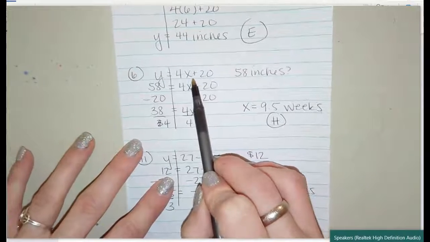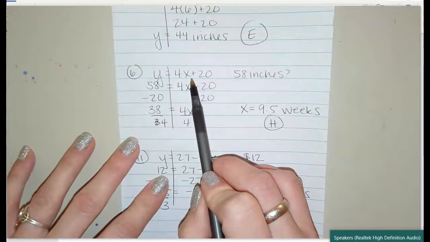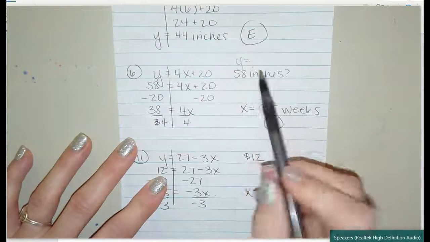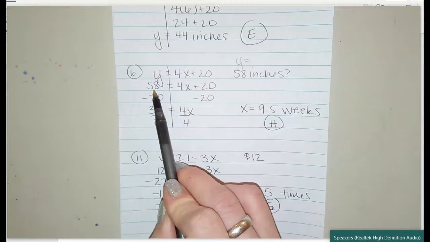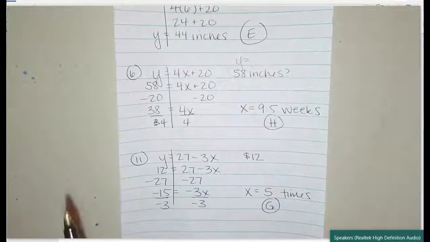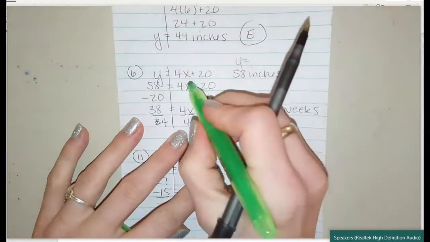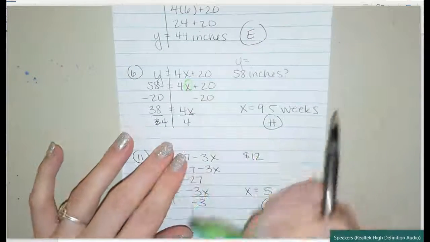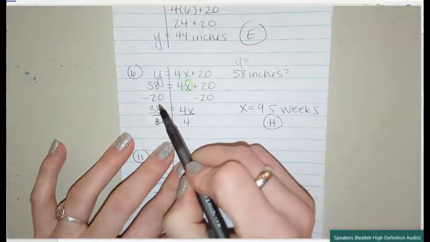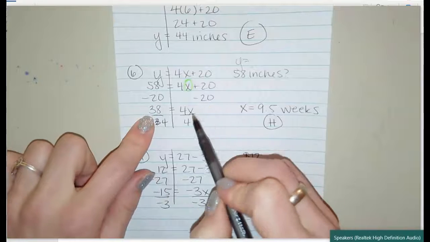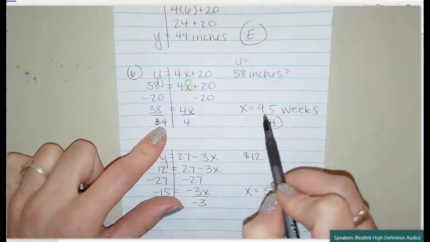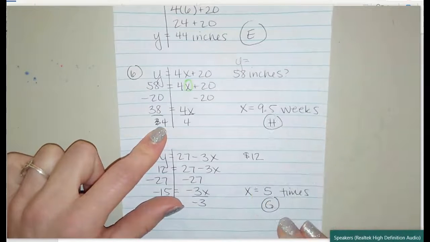And then number 6 says, same equation, how many weeks has it been if the plant is 58 inches tall? Well, inches is the height, so if I plug in 58 for y, for the height, it would look like this. 58 equals 4x plus 20. So now my variable is mixed in. So I want to get that x by itself, so I have to cancel everything out until x is alone. So I would do minus 20 on both sides, and then I get 4x is equal to 38, and then divided by 4 on both sides, and I get x is equal to 9.5 weeks, which is choice H on the quiz.